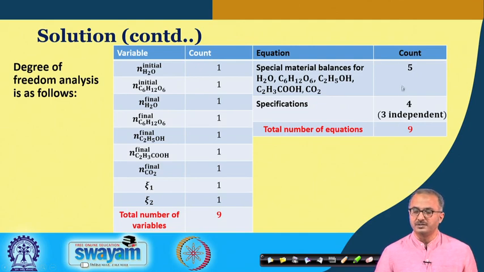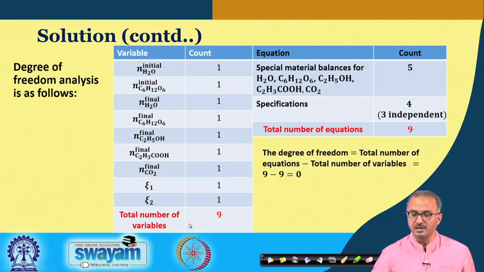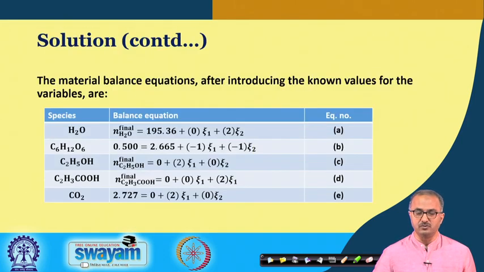Now, we see that the total count of the equations comes to 9 and the total number of variables also comes to 9. So, the degrees of freedom is coming to 0. That means this particular problem is well posed, and we have a unique solution.